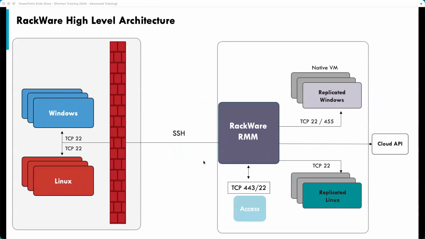capabilities. Okay, almost done here, but high level, how does RackWare work? What's the architecture look like? There is this RackWare engine, the RMM. It's a virtual machine, and it is running the RackWare software or application. It requires layer 3 network connectivity from itself to the source workloads directly. So all the Windows and Linux machines directly to each of the IP addresses.